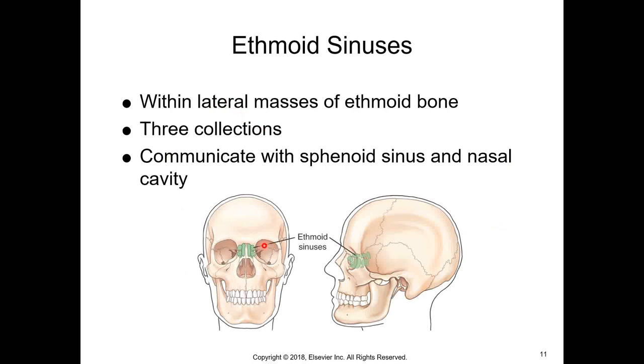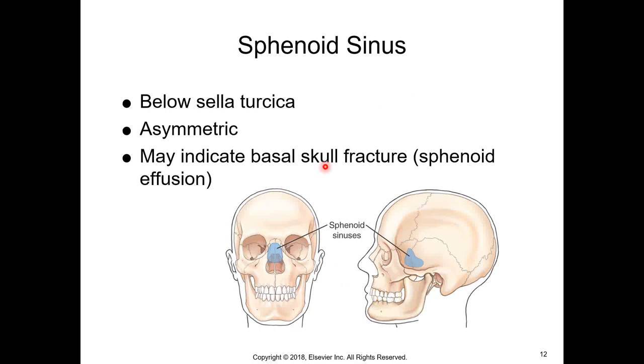The ethmoid sinuses are located in the lateral masses of the ethmoid bone. So this whole region here is the ethmoid bone area, and then here is the lateral masses that have the ethmoid sinuses. They have 3 collections, and they communicate with the sphenoid sinus and nasal cavity. And you can see the lateral view here. Here's your ethmoids again.